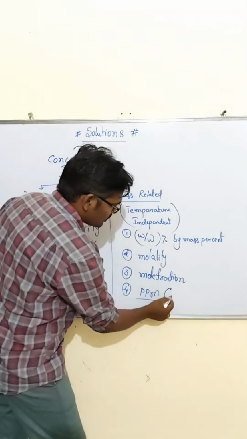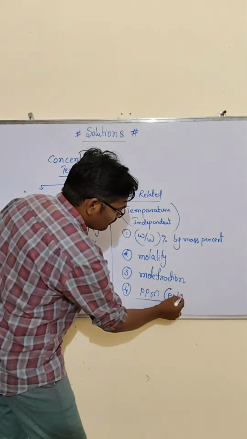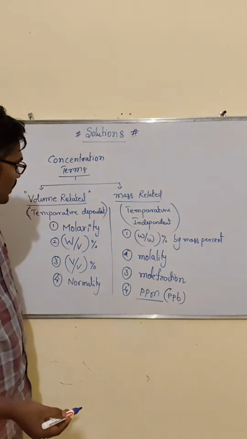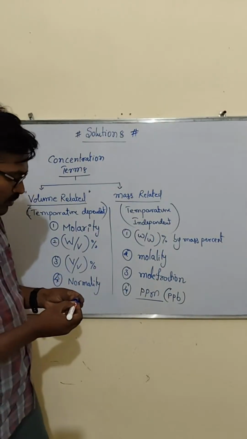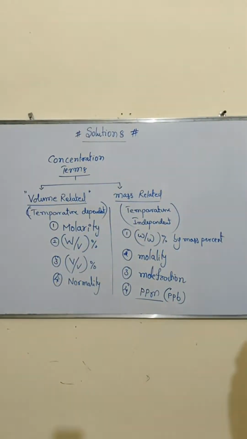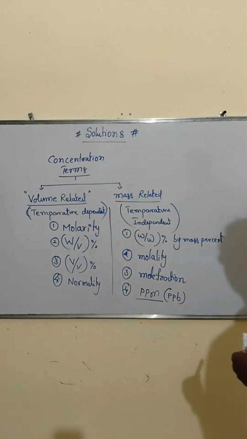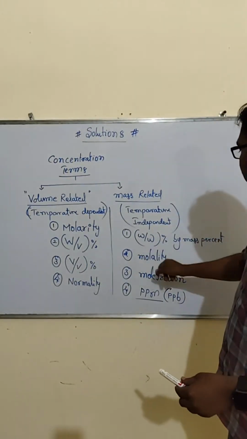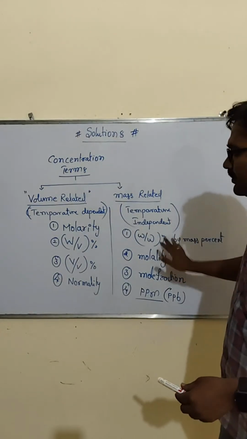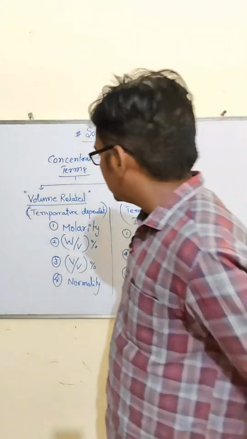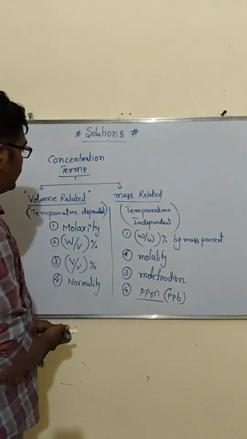In some cases they will also take parts per billion along with parts per million. So totally 8 concentration terms are there: molarity, weight by volume, volume by volume, normality, then mass related weight by weight, molality, mole fraction, parts per million. Now one by one we have to discuss. First we discuss molarity.